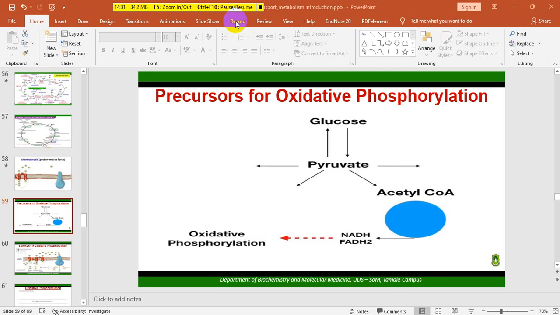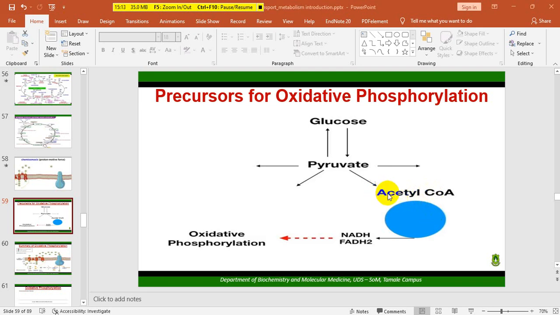The precursors of oxidative phosphorylation, which is also the same as electron transport chain or chemiosmosis. We have glucose being transformed to pyruvate to produce acetyl-CoA. It can also be fatty acids, amino acids, and the rest being transformed to what? Acetyl-CoA. Pyruvate, amino acids, and the rest, fat or fatty acids, can all go through oxidative phosphorylation.